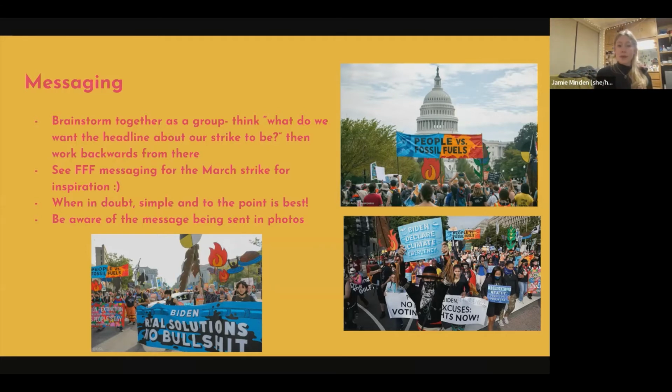So what you want to do for messaging is work together with other people who you're planning your strike with, or on your own if it's just you, and sit and think as a group: what do you want the headline for your strike to be? If someone were to write a newspaper article about your strike, what would you want the main takeaway to be? And then work backwards from there. Like, if you want the takeaway to be that students are irritated, or students are mad that Biden isn't fulfilling climate promises, work backwards from there. What is your message going to be if you want that to be the story?